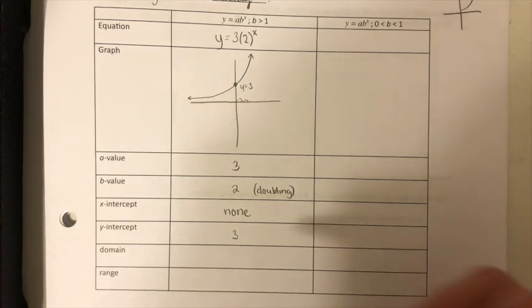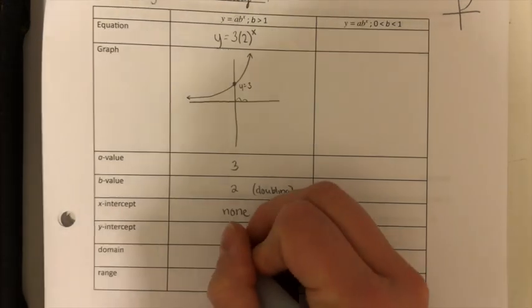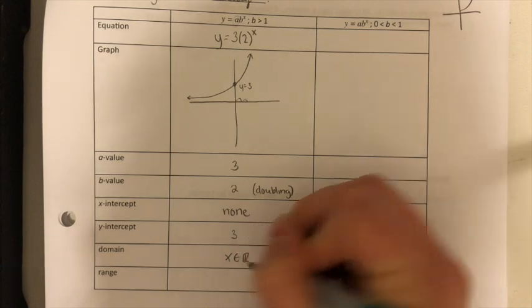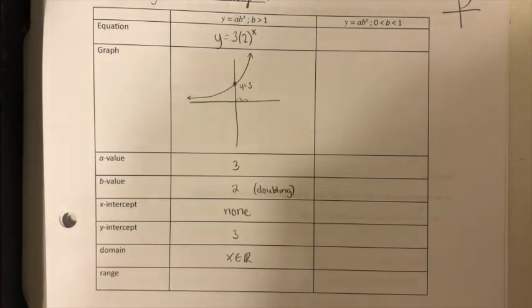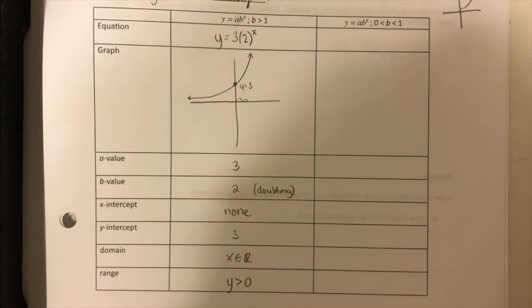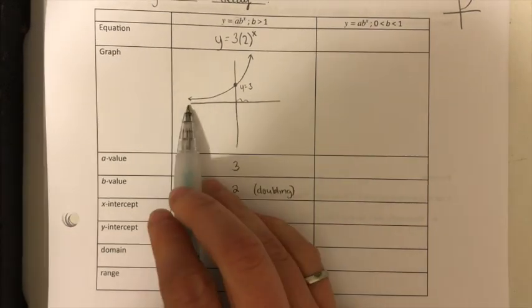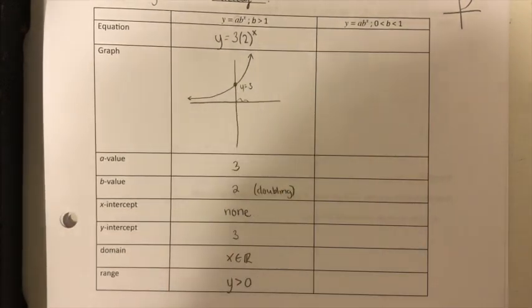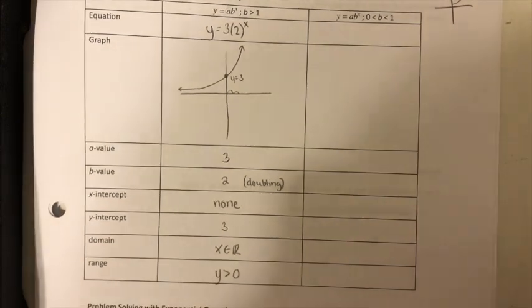Okay. The domain is x is an element of all real numbers because it goes left and right infinitely. And then my range is y has to be greater than 0 because it doesn't actually touch that y-axis and it goes all the way up to infinity. Okay, so that's what a growth function looks like.